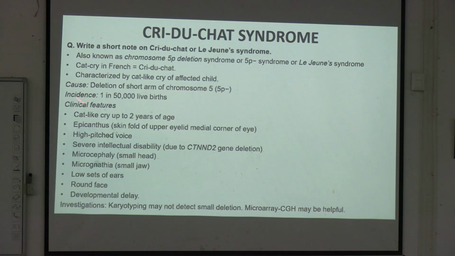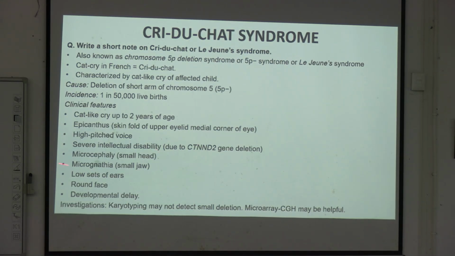Okay, so first the cause, incidence rate, and the clinical features, then investigation and treatment if available. Clinical features are a cat-like cry up to 2 years of age, epicanthus, which means a skin fold of the upper eyelid at the medial corner of the eye that is visible. Next is a high-pitched voice, and severe intellectual disability due to CTNND2 gene deletion.